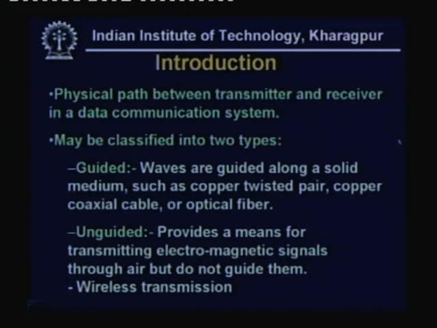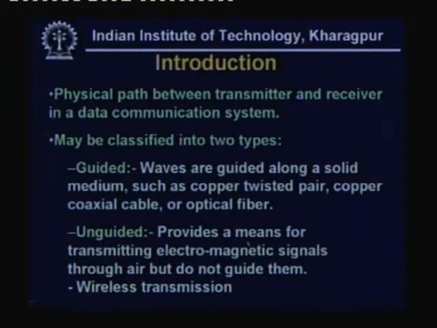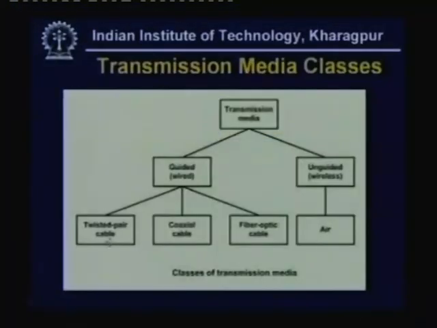As I mentioned in the earlier lecture, the communication media provides the physical path between transmitter and receiver in the data communication system. As you know, it can be divided into 2 broad types: guided transmission media and unguided media. In the last lecture we discussed in detail the various guided communication media, such as twisted pair cable, coaxial cable and fiber optic cable.